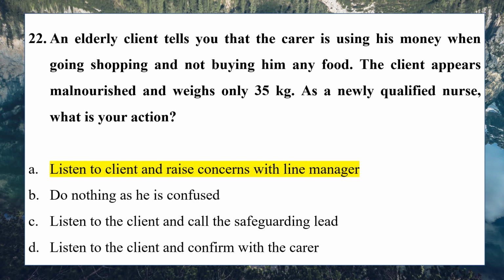Answer is A. So this is one of the safeguarding issues, but before going to the safeguarding lead or calling the safeguarding lead, you have to listen to the client and raise the concern with the line manager.